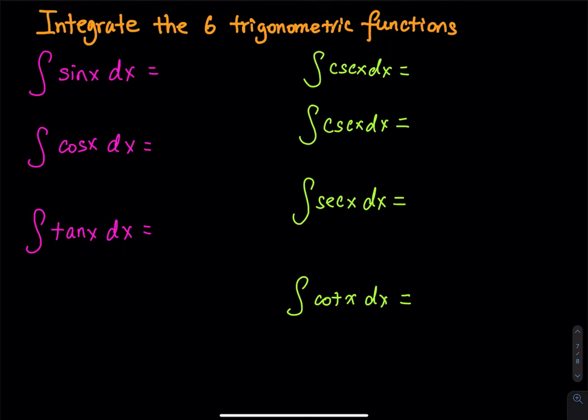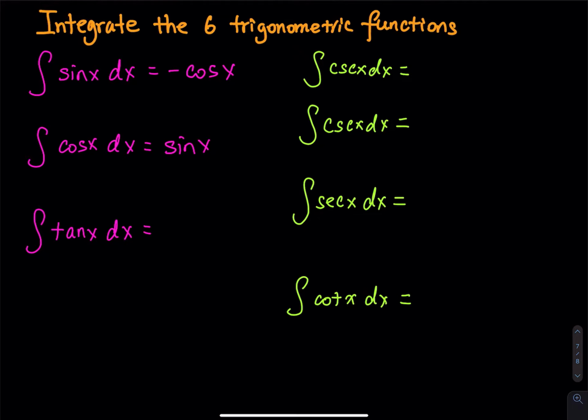When you do integration of the six trig functions, it is good to have these 7 formulas in your mind or in your notebook. So the first one is the integral of sine of x. So the integral of sine is equal to negative cosine of x. And then the integral of cosine is equal to sine of x. This is not that hard to memorize. The derivative of sine is cosine, so the integral of cosine is sine.